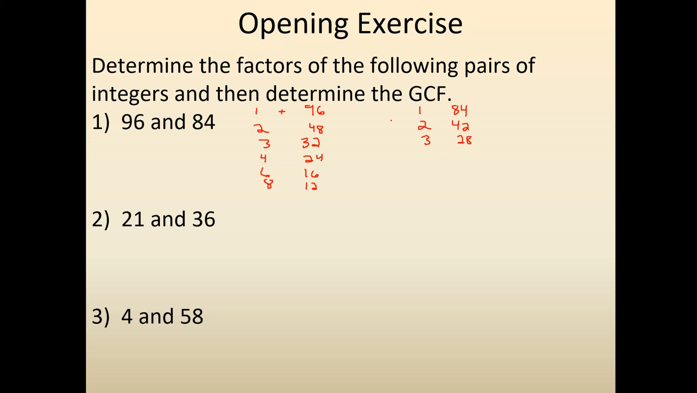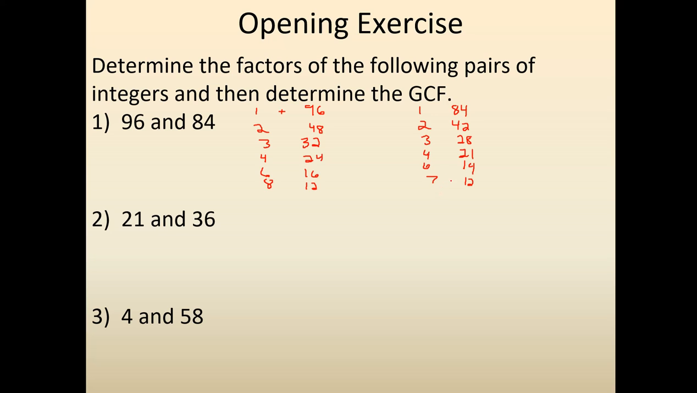84 divided by 4 is 21. 84 divided by 5 is nothing. Divided by 6 is 14. 7 is 12. 8 is nothing. 9 is nothing.